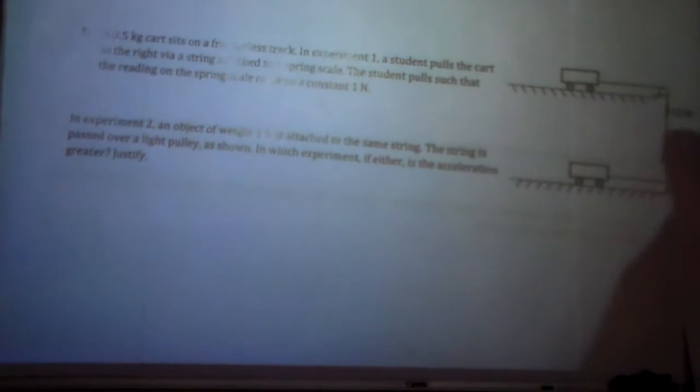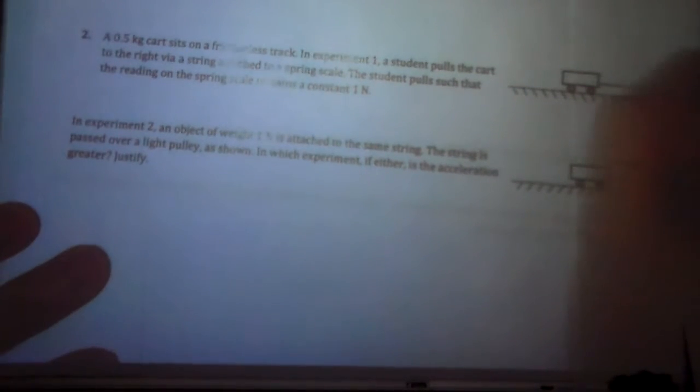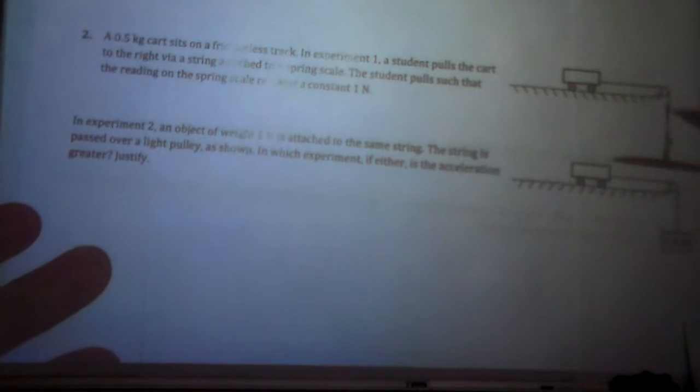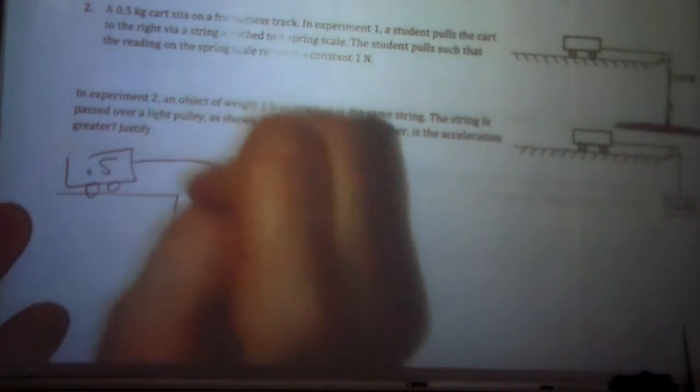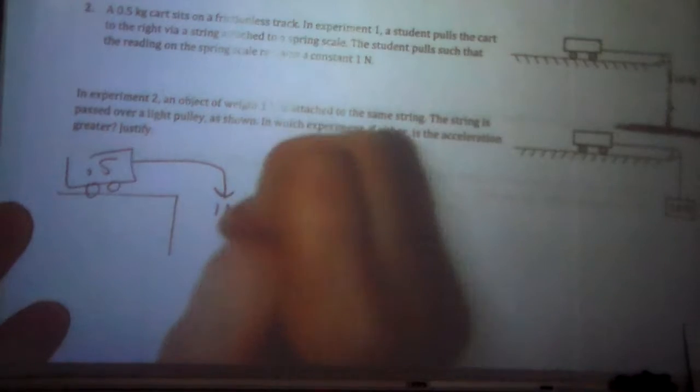Alright, number 2. So a lot of people got confused on this diagram. He is not hanging, he's like standing. This just means it is being pulled with an applied force of 1 Newton. So I'm going to redraw my diagram with all the information. So this just means pulled with 1 Newton.